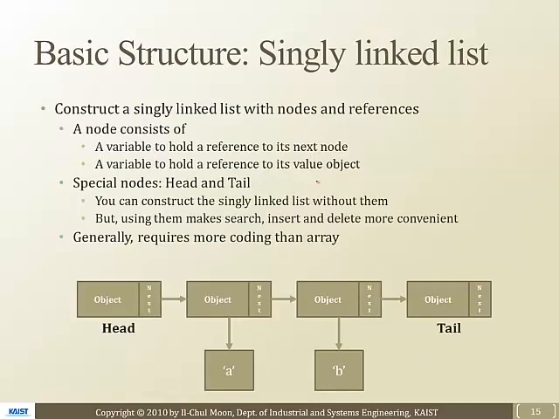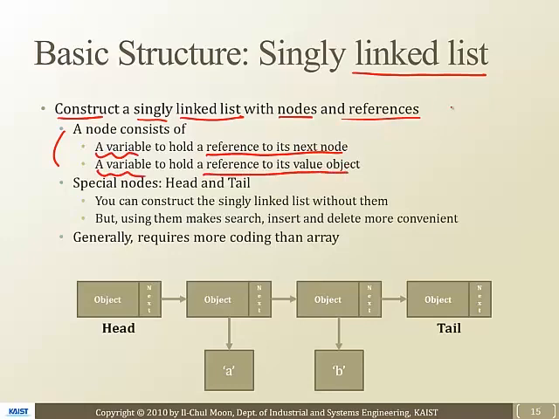So, coming back from the detour, what we were talking about was the linked list. The base structure looks like this. We are going to construct a singly linked list with nodes and references. Nodes consist of a variable to hold a reference to its next node and a variable to hold a reference to its own value object. If we draw the UML class diagram, things will look like this.